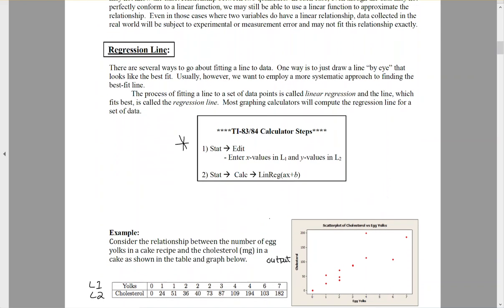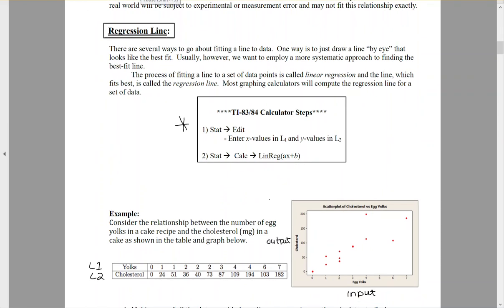We're going to use the graphing calculator to help us out. And the steps that we need, if you're using a TI-83 or 84, are here. If you're using another calculator, you are probably going to have to do a Google search on how to type in a linear regression equation into your calculator.